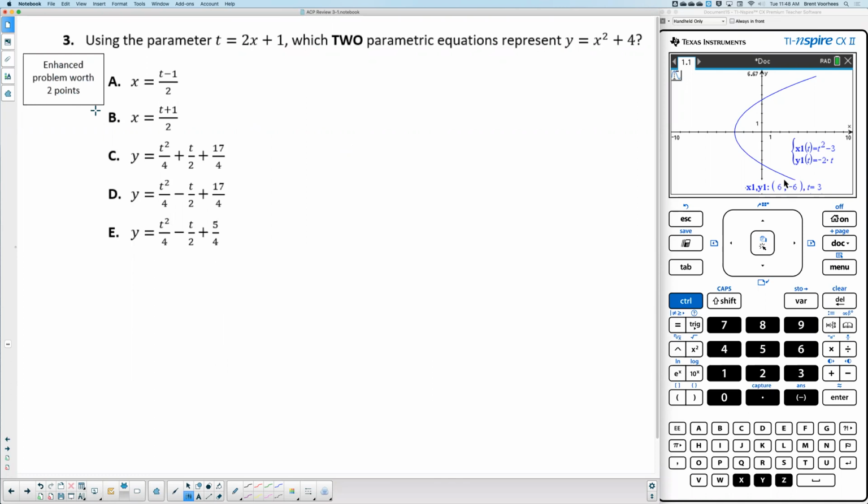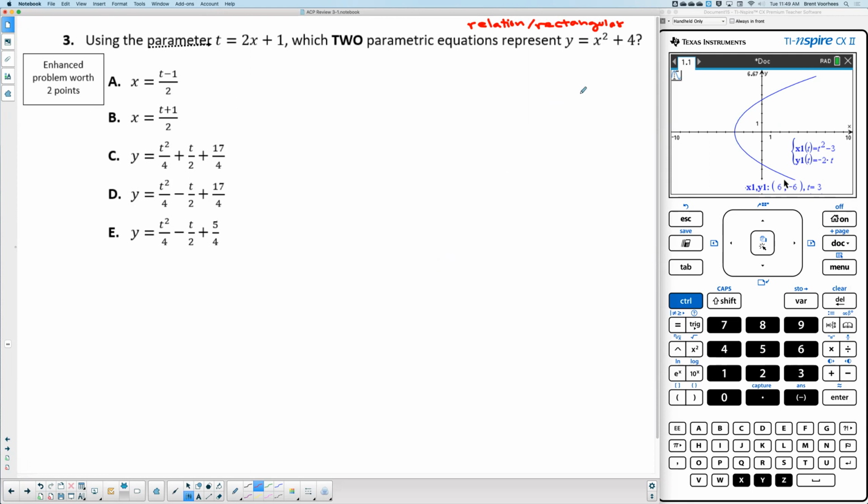It says using the parameter. Oh, there's our word again. Parameter. This is telling us what type of problem we are dealing with? Parametric. We have this equation. Which 2 parametric equations represent this? Now this doesn't tell you, but if it's just a y and an x, it's rectangular. And for our Inspire, I would advise you to graph that as a relation. So I'll do a slash here. A relation is how I would graph it if I were you.